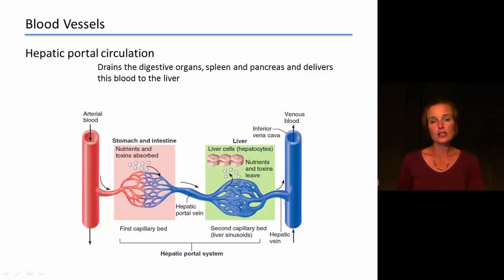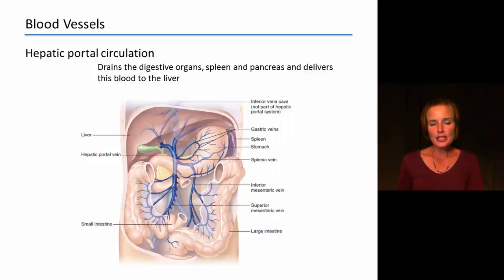The toxins and the nutrients are going to leave the blood and enter the liver cells, and then we have the blood return back to the veins, which then can take it back to the heart. So that's what we mean by hepatic portal circulation. Basically running it through the digestive organs and then through the liver, and then again it can circulate back to the heart.